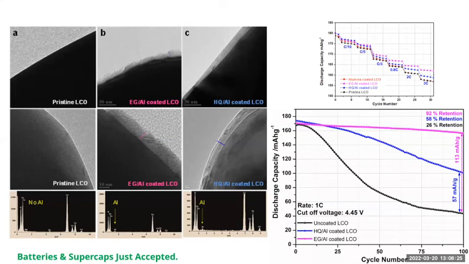But if you choose a lithium ion conductive surface protection, you have two advantages. One, you improve the stability, and the second one, you also improve the kinetics, so the capacity retention is also significantly improved.